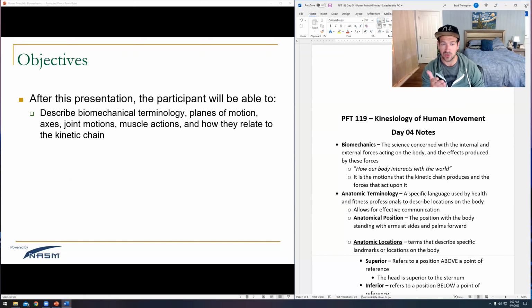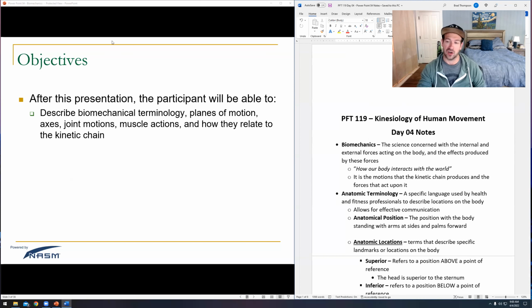That's what we call our joint motions. And then we'll talk about whether a muscle is shortening to do that or whether a muscle is lengthening to do that. And that's where our muscle actions come in. So this PowerPoint's really well put together in terms of how it builds on itself. But we'll start with the basics.